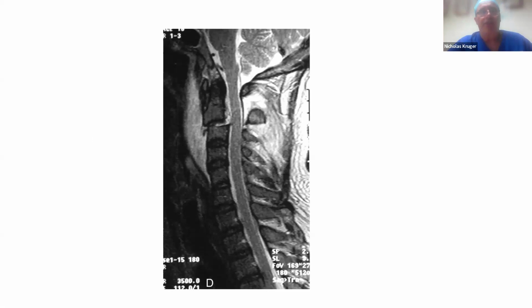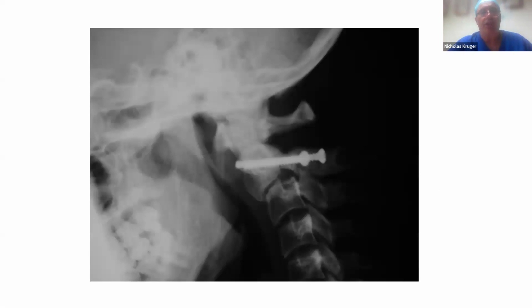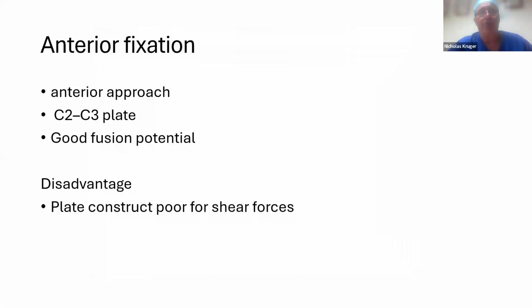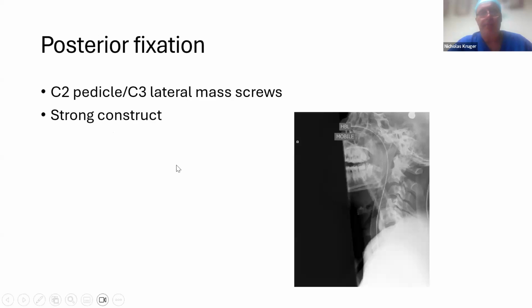If you need surgery to fix these, you can fix a pars, but you're always going to get a C2-3 listhesis because you've torn the disc. So even though you fix a pars nicely, you get a C2-3 listhesis. So don't just fix a pars, you need to do a C2-3 fusion. You can do it from the front, fixing the plate into the peg.